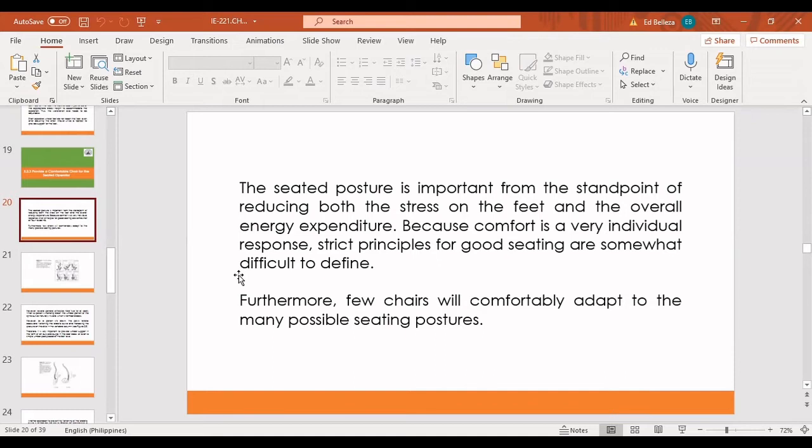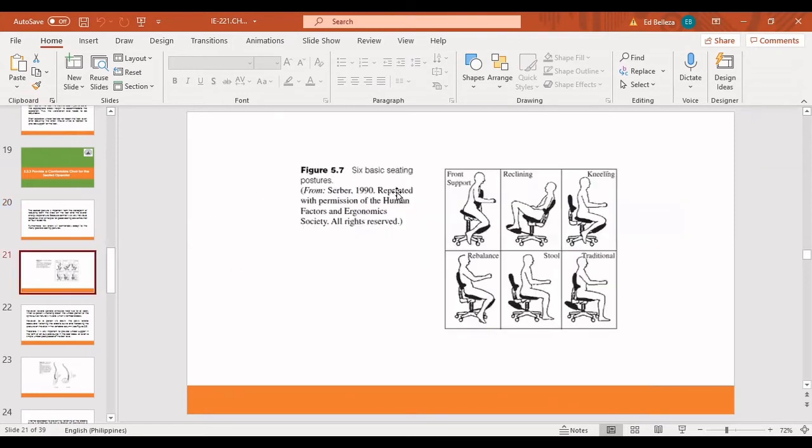And furthermore, few chairs will comfortably adapt to the many possible seating postures. So right now, let's have a look at figure 5.7. These are the 6 basic seating postures. The first one is the front support. You could see there that there's a frontal support, so that's why it's called front support, because it supports your front body while you are working.